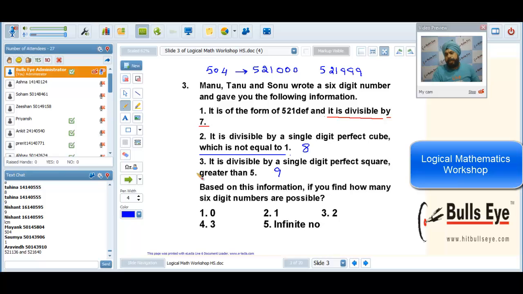Now there are two ways to handle this. One is you divide the smaller number by 504, find the remainder and see which number in between those two ranges is divisible by that, which is exactly 521136. So the second number will obviously be 504 more than that, it is 521640. Right guys? So the answer for the question will be choice number 3, that is, there are two such numbers.